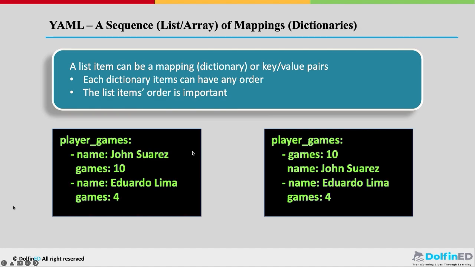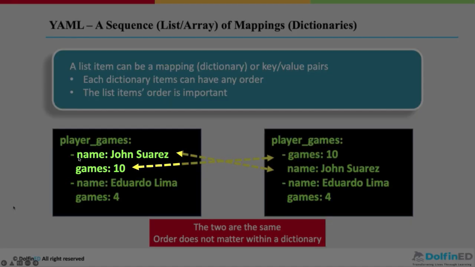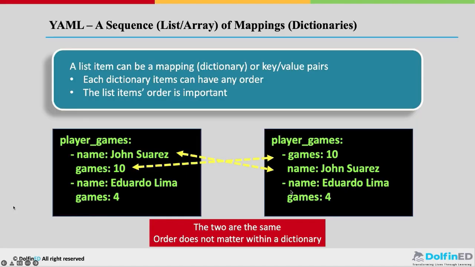Let's find out. So now, if I start changing within the dictionary, the order, it's exactly the same. Why? Because this is a dictionary that has name and games for John Suarez. And if I swap the items, but I still maintain it as the first item in the list, then it becomes exactly the same. And for the other player, whether I keep it the same or I change it, it doesn't matter, as long as this dictionary is within the item. Okay? But if I take this item and move it up, it becomes not wrong from a YAML perspective, but it doesn't equal the one to the left. All right? So changing within a dictionary, the order is not important. But changing the items of a list, it will yield another list that is not equal to the first one.